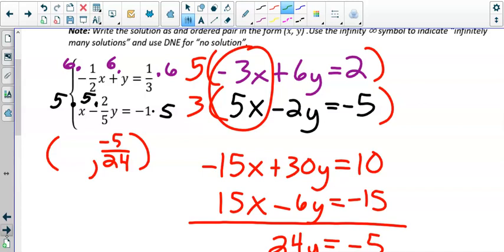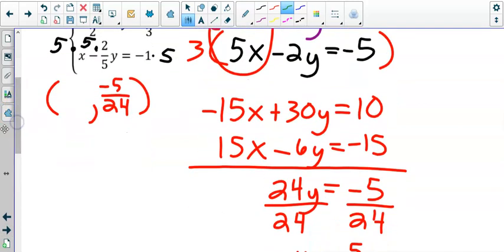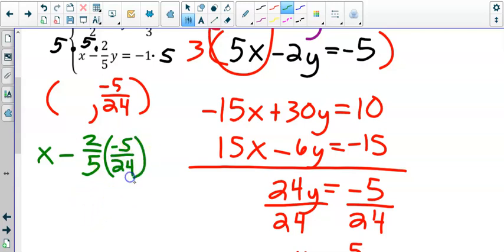The bottom one. Yeah, less fractions, right? So we're going to take this negative 5 over 24, and we're going to plug it into y right there. So x minus 2/5 times negative 5 over 24, because that's what y was, equals negative 1. And we're going to get x by itself.